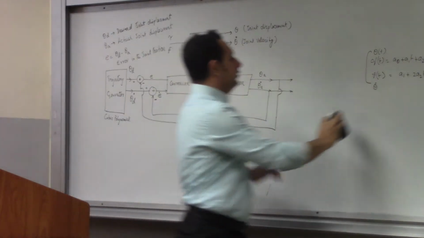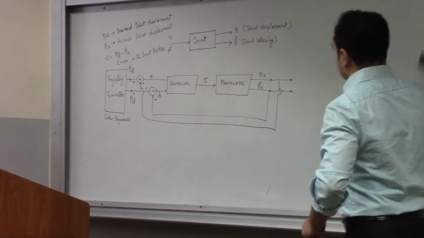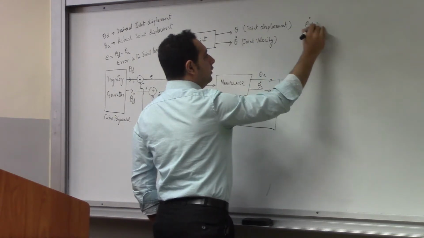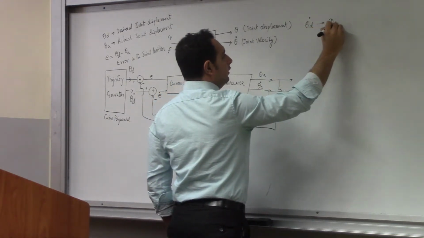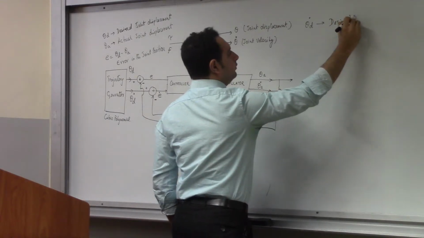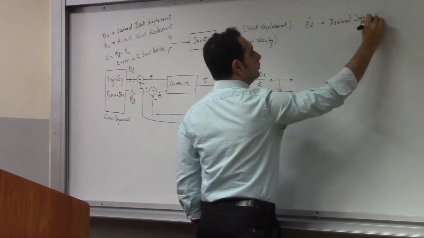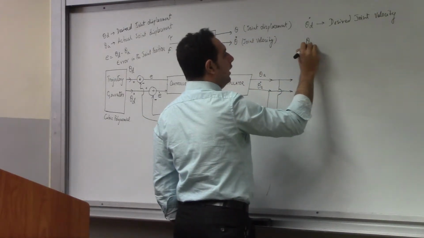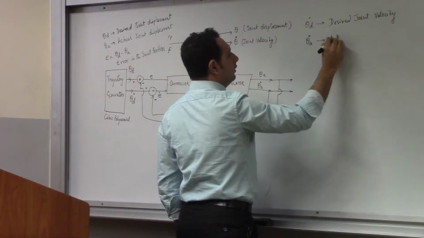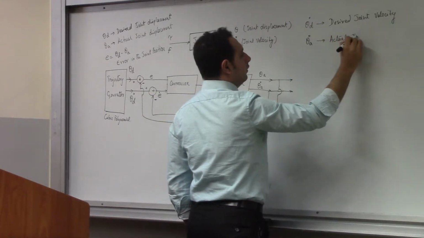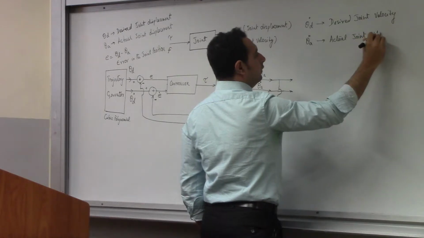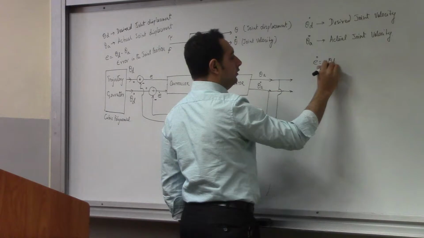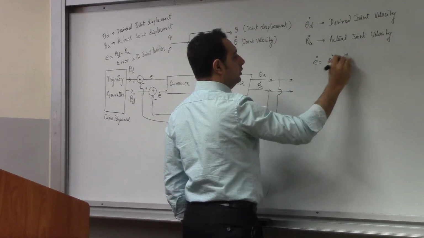Similarly, here, theta d dot is your desired joint velocity, and theta a dot is the actual. So we can write E dot as the error in joint velocity.